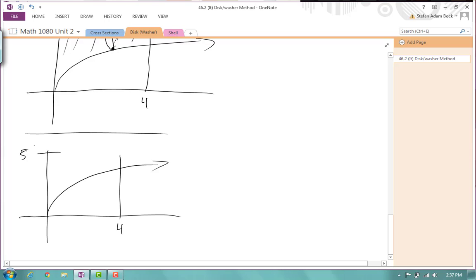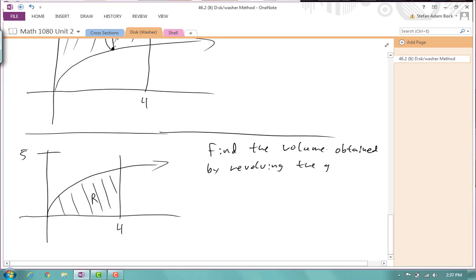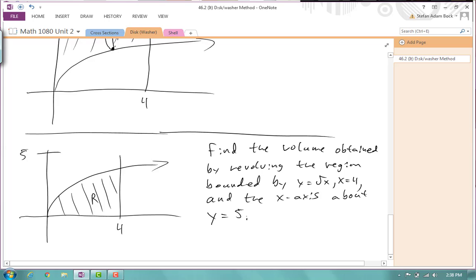But this time, I want to specifically use this region, and if I revolve that region around, I'm going to end up with a hollow solid. It'll look kind of like a misshapen donut. So I want to find the volume obtained by revolving the region bounded by y equal to the square root of x, x equals 4, and the x-axis about the line y equals 5. So I've already drawn the region here. Here's the square root of x. Here's x equals 4 as a vertical line, and the x-axis is already there.